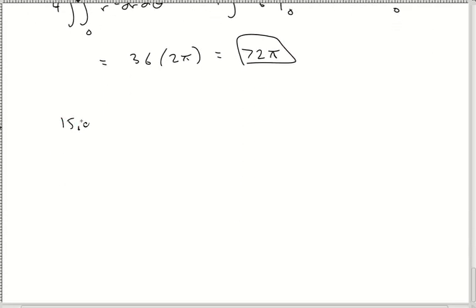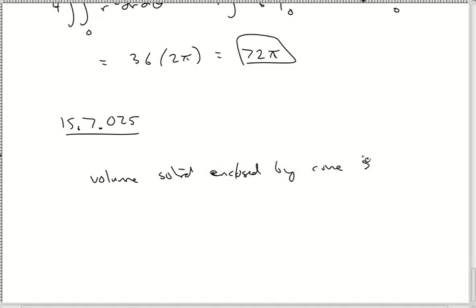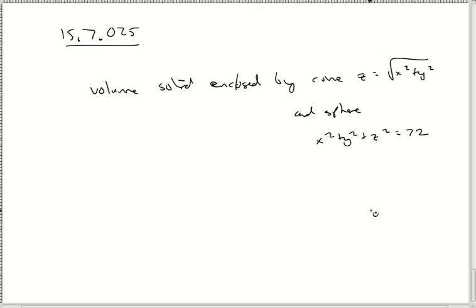Next one, 15.7.025. So it says, find the volume of the solid enclosed by the cone. Okay, so here was a cone, z equals the square root of x squared plus y squared. And the sphere, and here's the sphere equation, x squared plus y squared plus z squared is equal to 72. So my radius here would be r equals the square root of 72, if you're wondering.